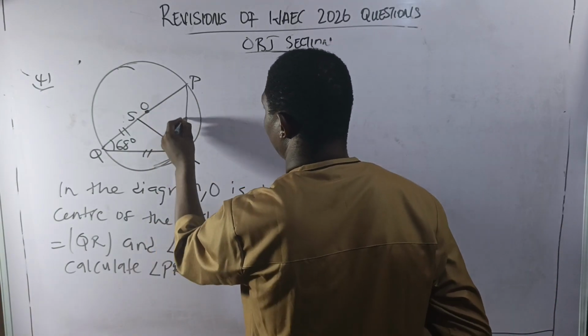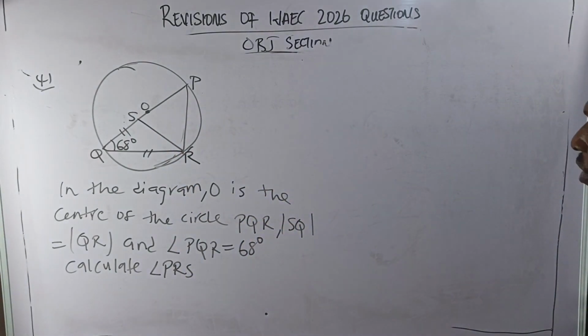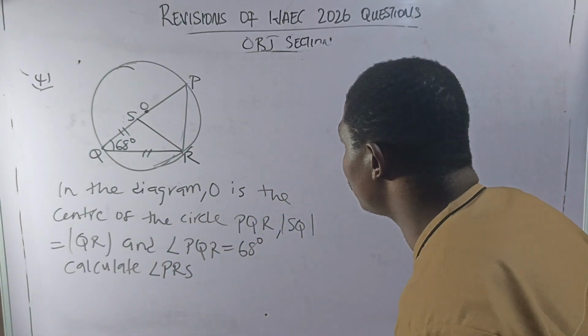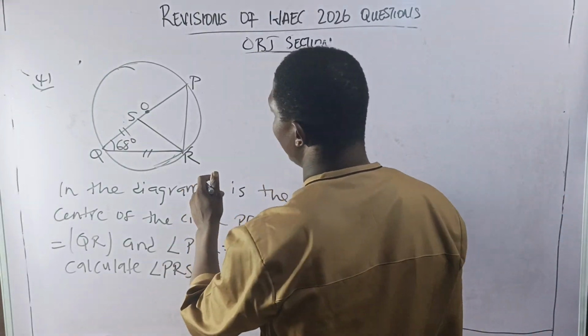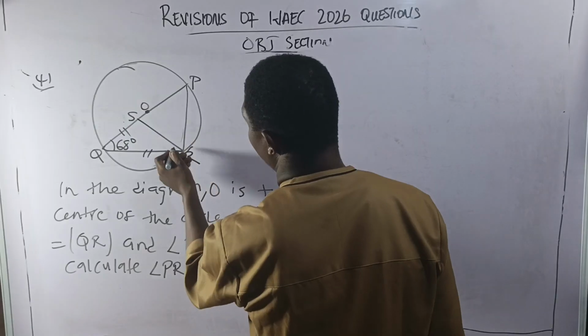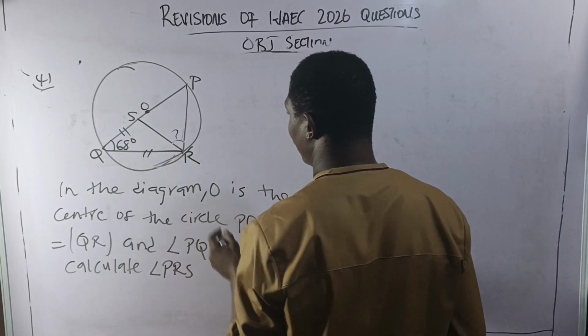PRS, so there should be a joining here. So we have to calculate PRS. How do we calculate PRS? The first thing, let's move from what we know to what we don't know. First, PRS is this little angle. PRS is this angle. This is what we are looking for.